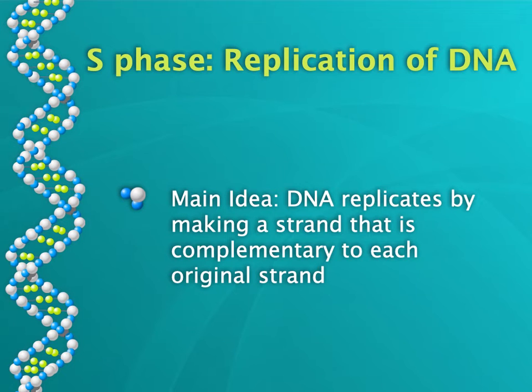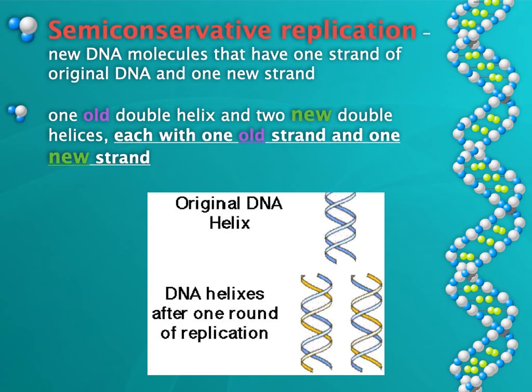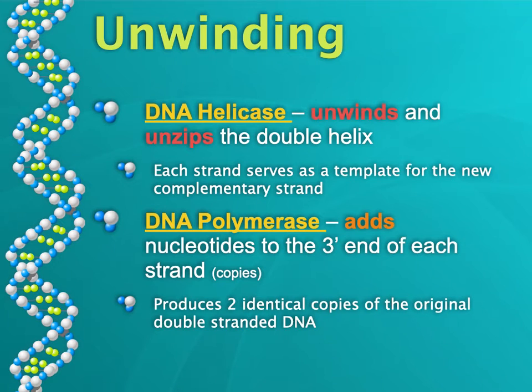Main idea here is that DNA replicates by making a strand that is complementary to each original strand. And this is known as semi-conservative replication. New DNA molecules have one strand of original versus one strand of new. We have to unwind our DNA, and to do that we need some enzymes. One is called DNA helicase, and it unwinds and unzips the double helix, each strand serving as a template for its new strand that's going to match to it.